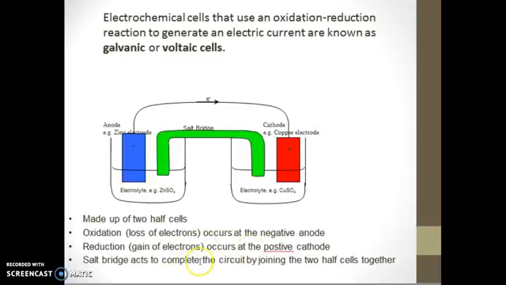Reduction, gain of electrons, occurs at the positive electrode. The salt bridge acts to complete the circuit by joining the two half cells together. So it maintains electrical neutrality, to minimize polarization and to avoid liquid junction potential.